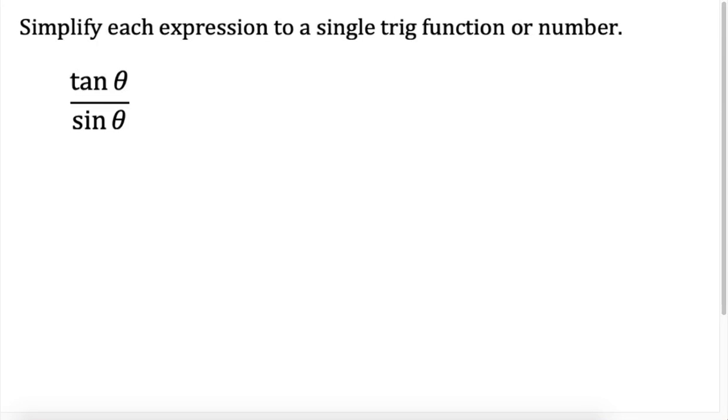All right, let's just go through a few more examples of simplifying trig expressions and verifying trig identities. So this first one is pretty straightforward. We just have tangent over sine.